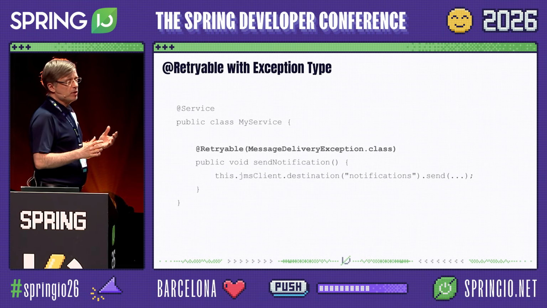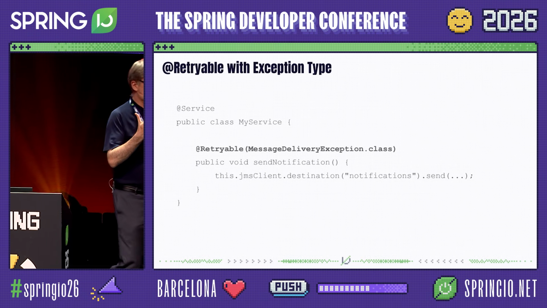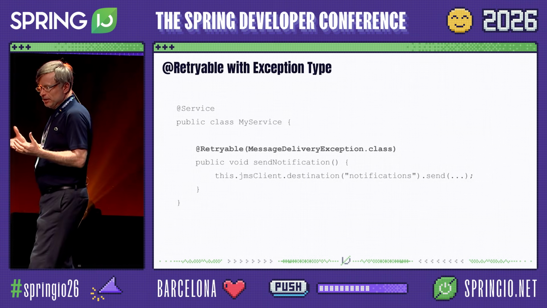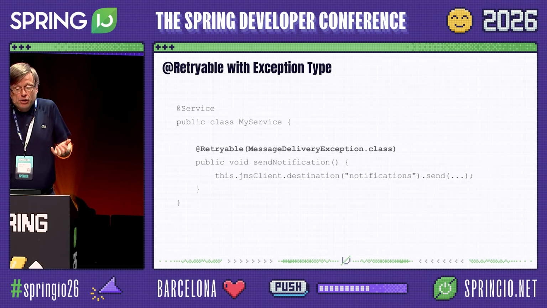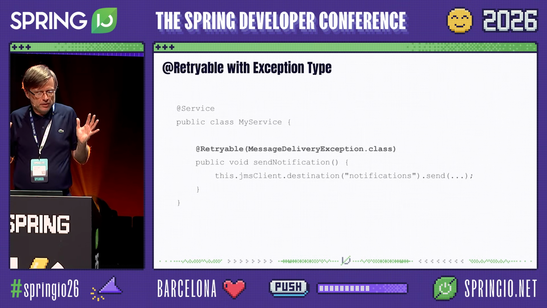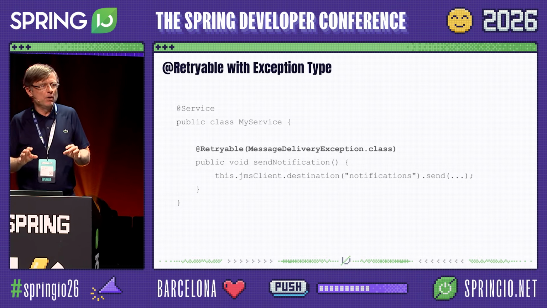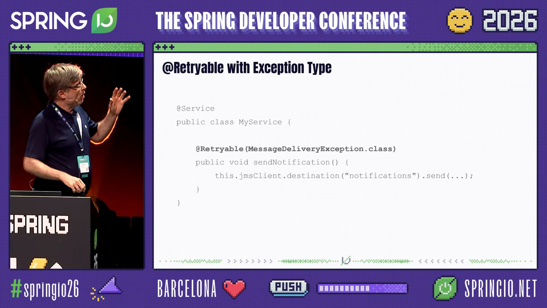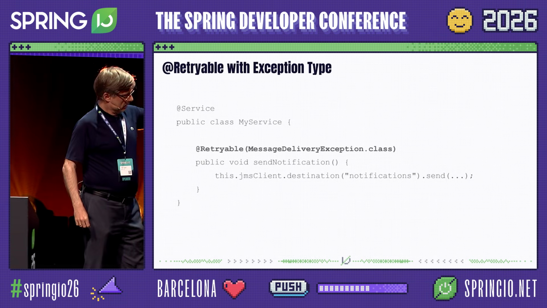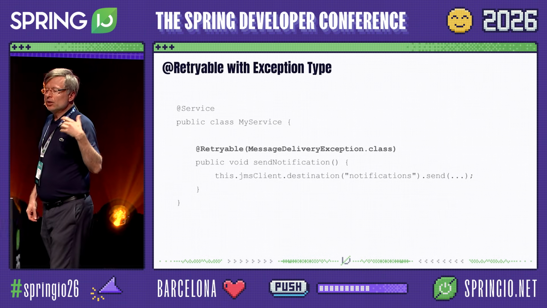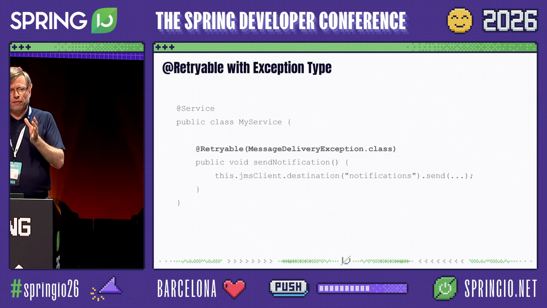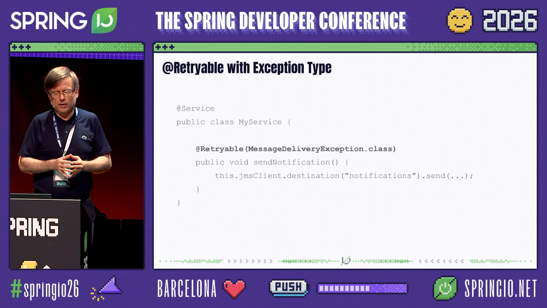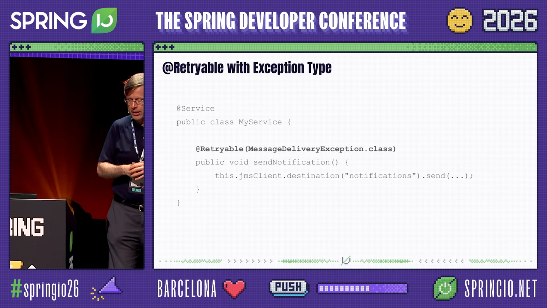If you want to be more specific about which exceptions are worth retrying, you can be so, right? By default, we're basically retrying any failure. If the method throws an exception, unless you say otherwise, we're always going to retry it if you annotate it with @Retryable. If you only want to, in this case, handle message delivery exceptions, so a very specific kind of exception that, in this case, would come out of our messaging exception hierarchy.